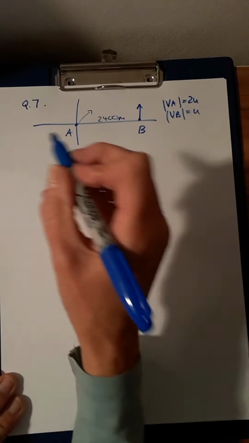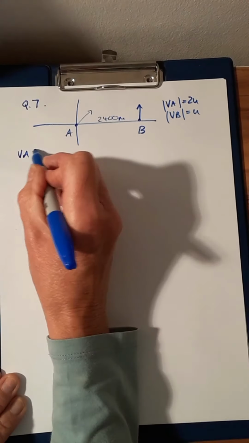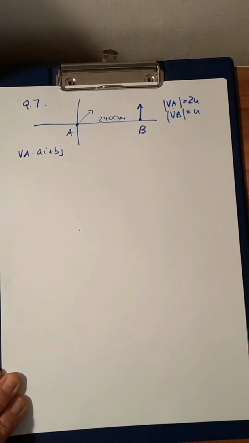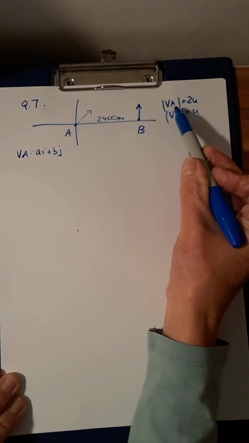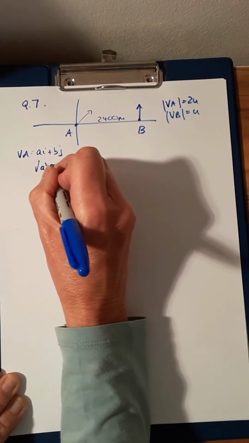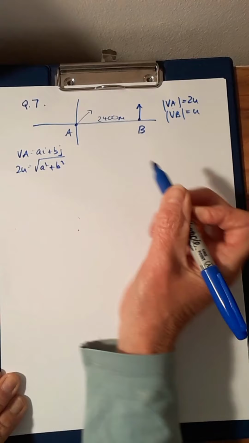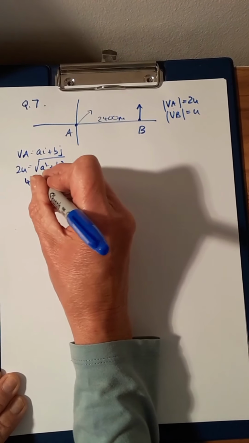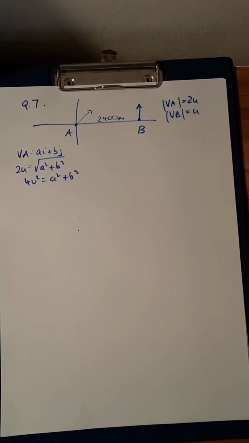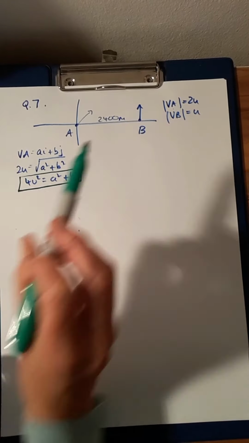So let's get all our information. What's VA? We have no idea what the velocity of A is. I only know its speed, so I'm going to say it's ai plus bj. But because I know its speed, I know that the modulus of this, which is the square root of a squared plus b squared, is equal to 2u. And if I were to square both sides, that would give me 4u squared equals a squared plus b squared. Okay, so that's a useful little equation. I'll leave that there because we're probably going to have to use that.